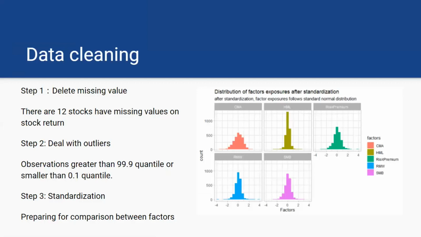And then we do the data cleaning. First of all, we delete some missing values. There are 12 stocks that have missing values on the stock returns. And the next step, we deal with some outliers. We define outliers as observations greater than the 99.9 quantile or smaller than the 0.1 quantile. And finally, we standardize our factors to prepare for comparison between those factors. And you can see from the plot that after standardization, the factors follow a normal distribution.